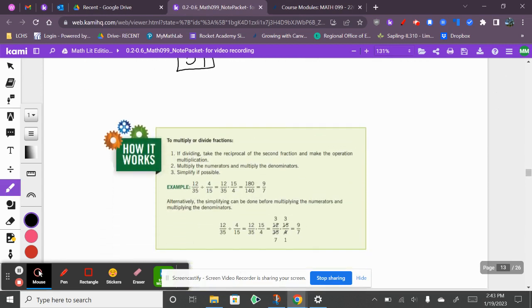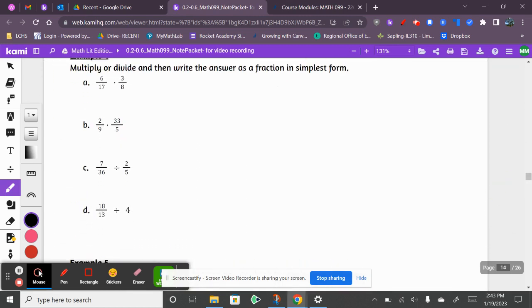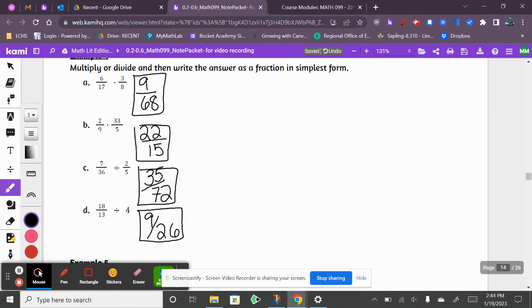Your operations for multiplying and dividing fractions will be done the same way with your calculator. You'll just use the multiplication or division button instead. So if we look at example 4, we'll do these the exact same way with our calculator. Again, I'll pause the video and then have the answers revealed. Okay, that reveals our answers for example 4.